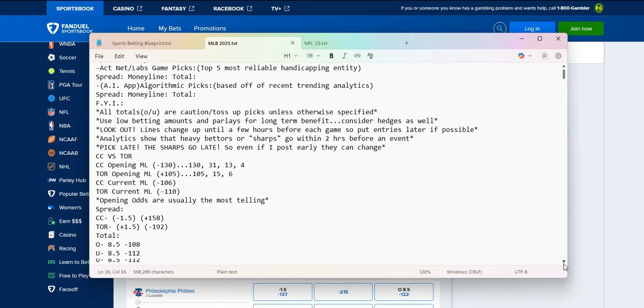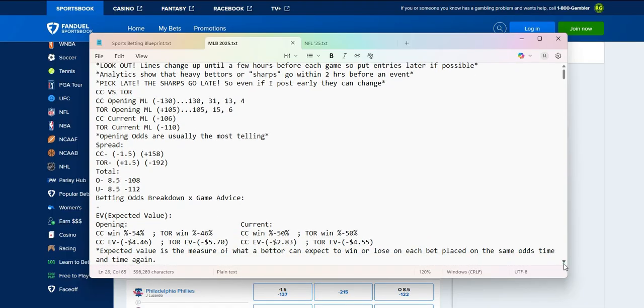All right, Cubs versus Blue Jays. Chicago versus Toronto.